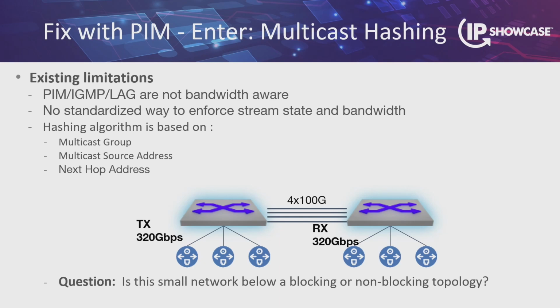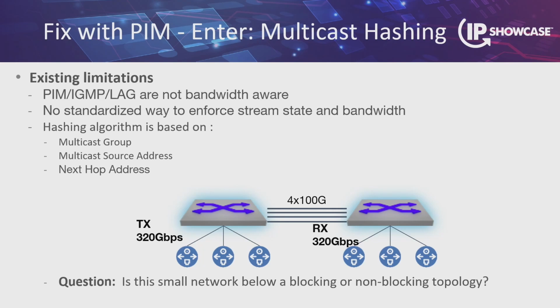And that's because of the hashing algorithm, what I was describing before, is that PIM is not aware of the bandwidth. There's a hashing algorithm that's used to essentially assign which of those interfaces a specific multicast flow will traverse from one switch to another switch. This all impacts your topology, whether it's a spine leaf system or just 2 switches connected to one another. So in this instance, sending 320 gigs over those 4 links, I could very well have one link that reaches 100% and kills everything else on that link.